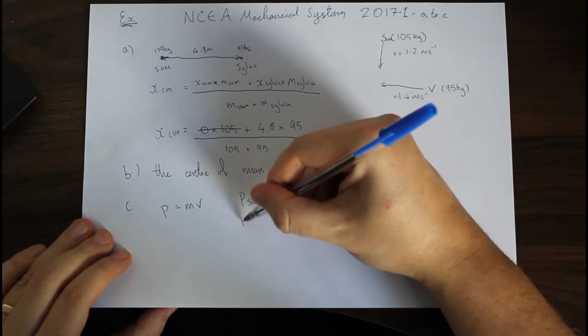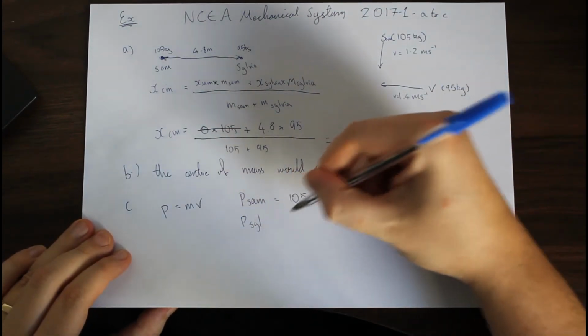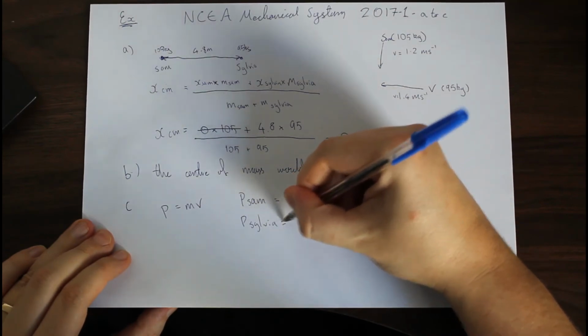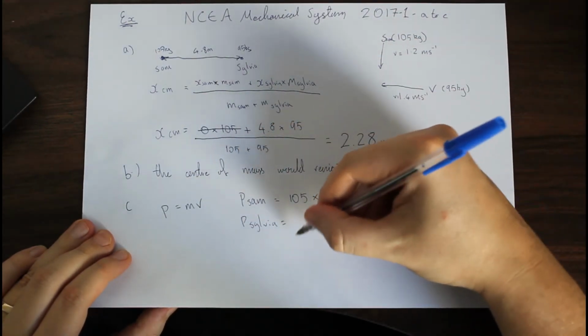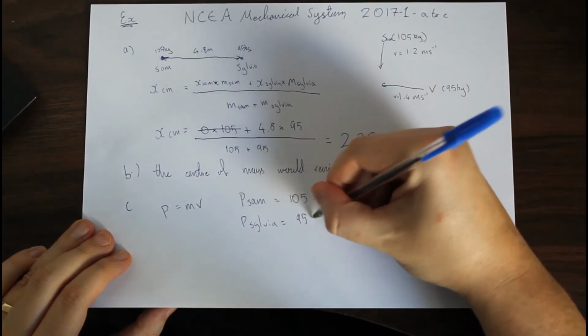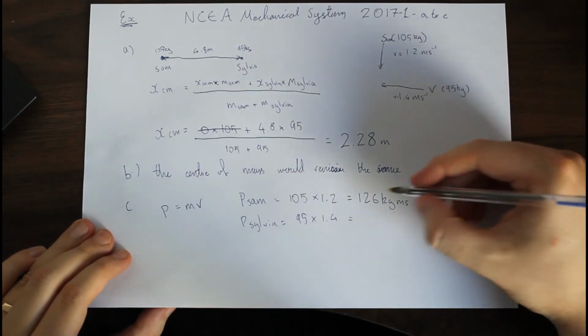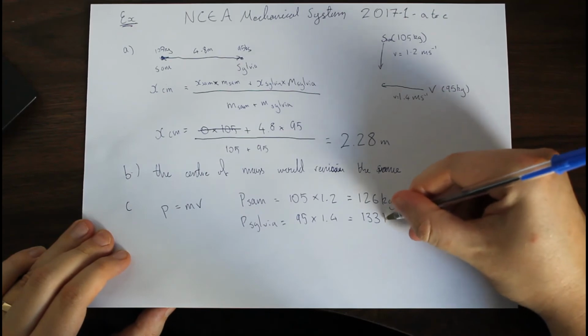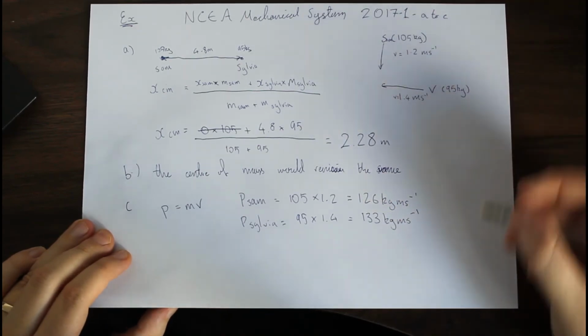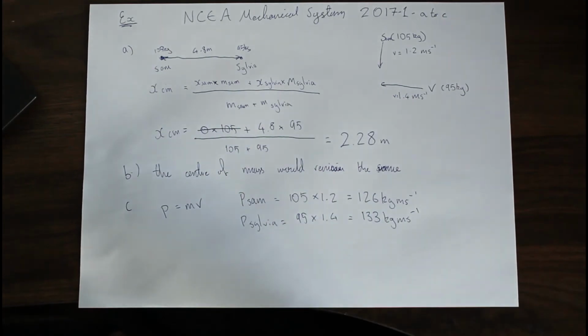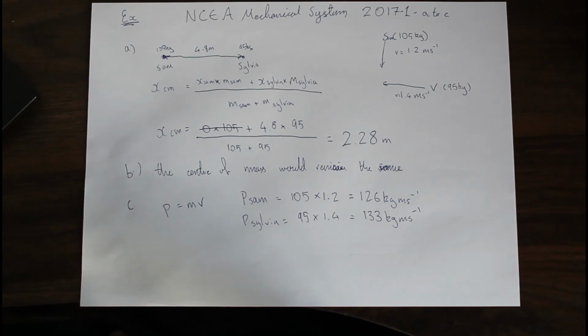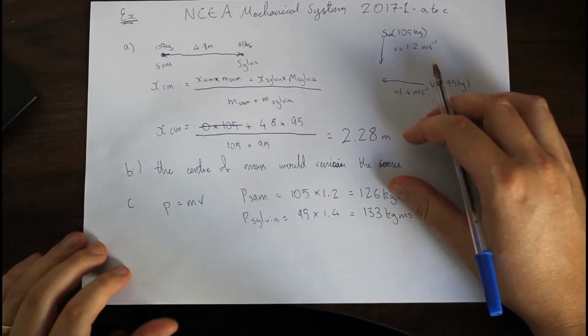Now, p Sylvia, I'm really struggling to spell Sylvia here actually. Okay, equals her mass times her velocity, which is up here, 95 times 1.4, and that gives us our answer of 133 kilogram meters per second. Okay, so that's the first step. We've calculated their relative momentums, and we know that that is going to be conserved post collision. Okay, so what we can do now is do a little vector diagram.